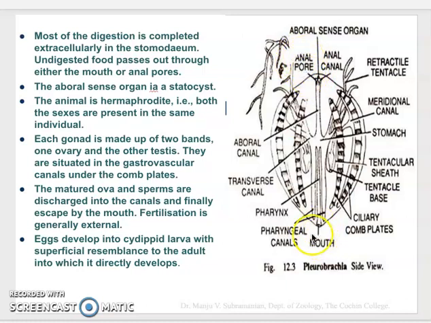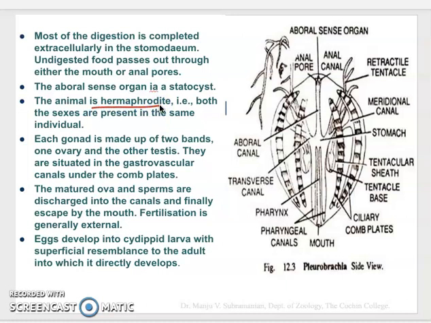And this aboral sense organ is the statocyst. On the aboral side, there is an organ called the aboral sense organ. It is also called a statocyst. And this animal is a hermaphrodite, that is, both the sexes are present in the same individual.